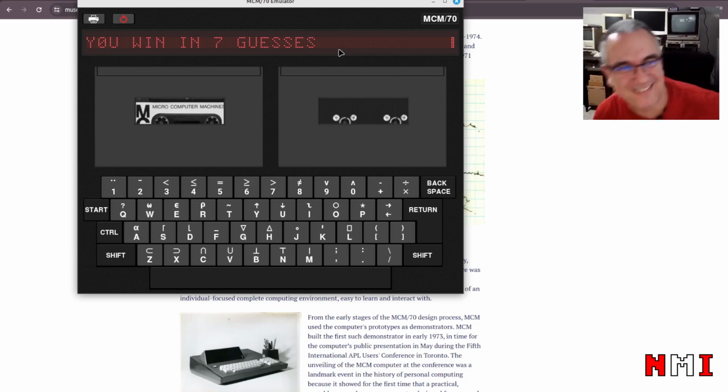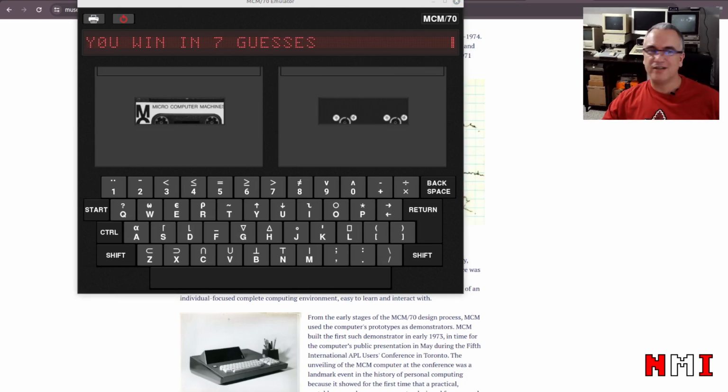Well, I think that's it. It is amazing, right? If you had $9,800 in 1974, you could play Hangman on your own computer like this, which I think is pretty cool. A little bit expensive, this kind of video game, but of course, this was not the main use of this machine.